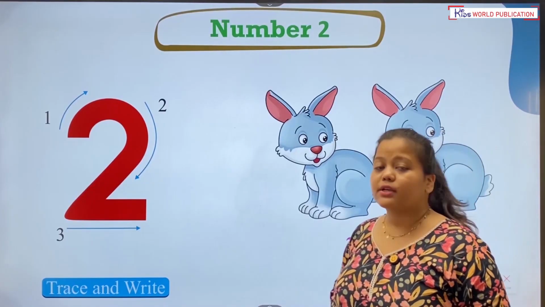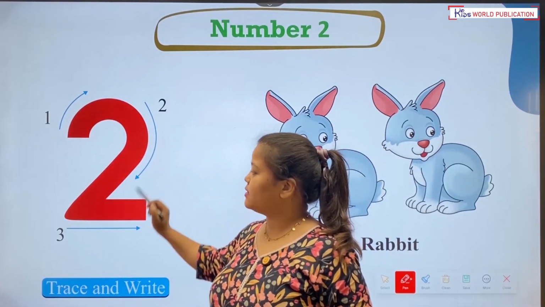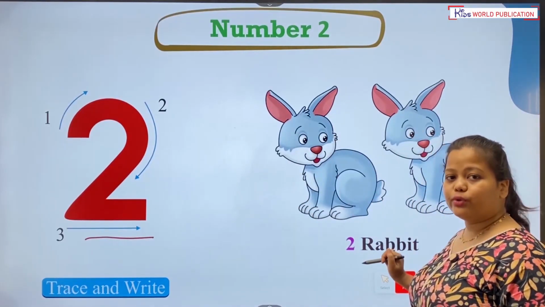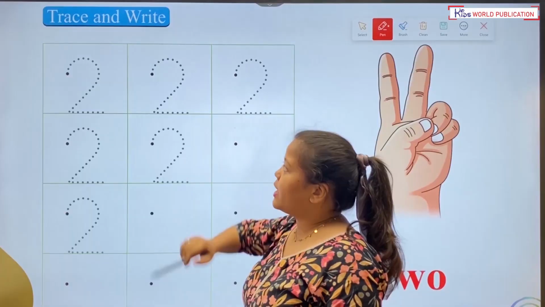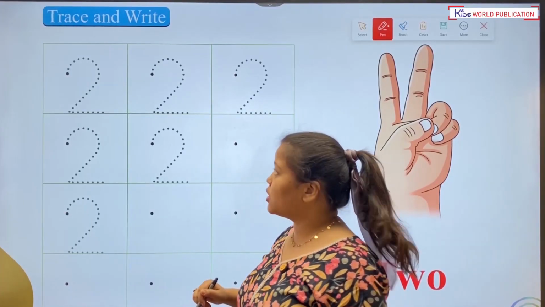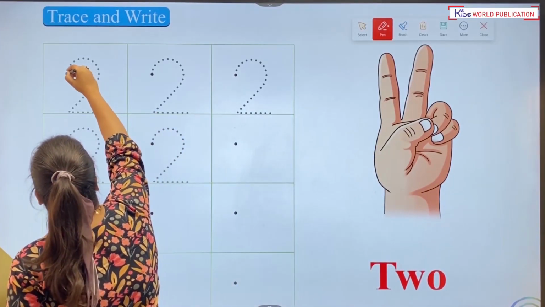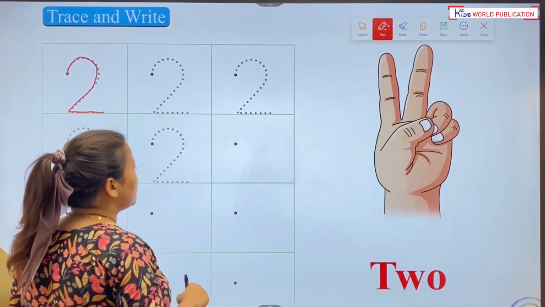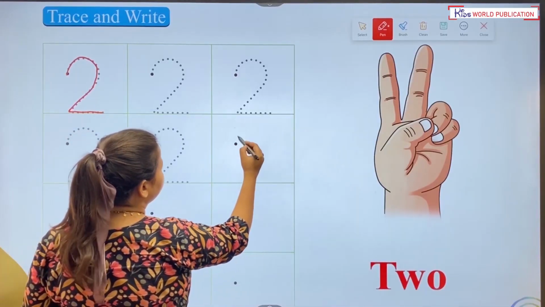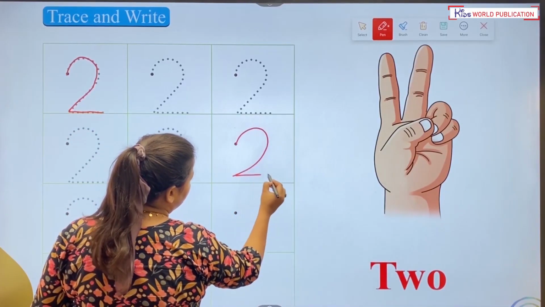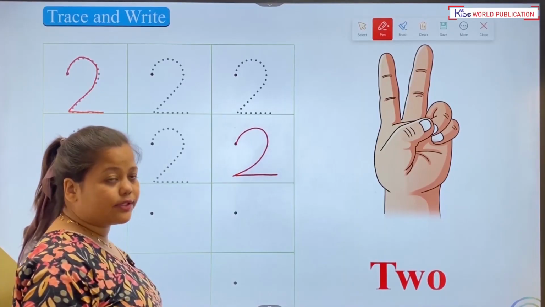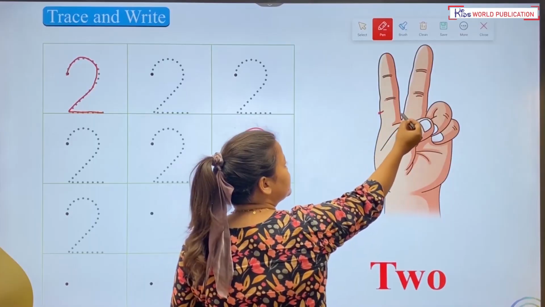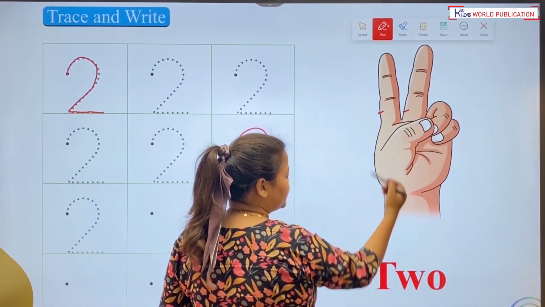Number 2. So kids, here you can see the number 2, and here 1, 2, 2 rabbits. Trace and write. So kids, you will trace the dots and complete the number 2, and also write the number 2. So like this, you will complete this activity in your book. How many fingers can you see? 1, 2. So this is number 2.